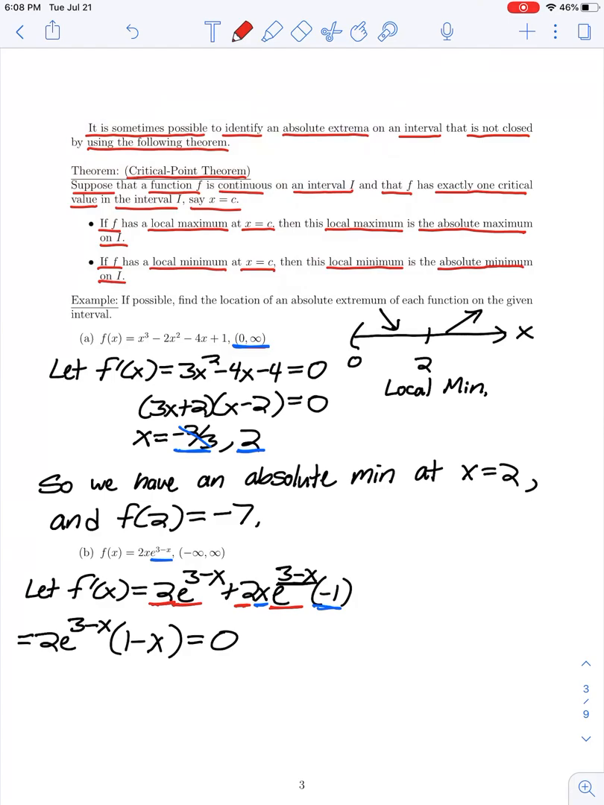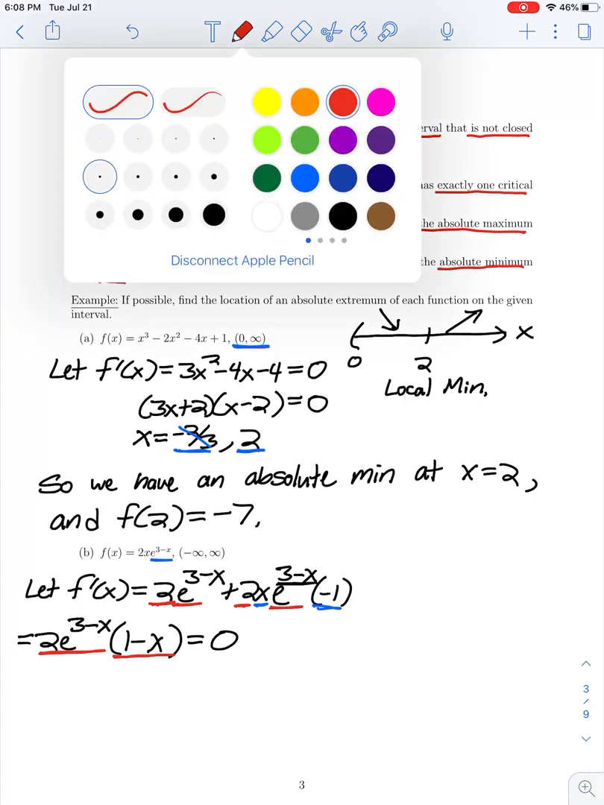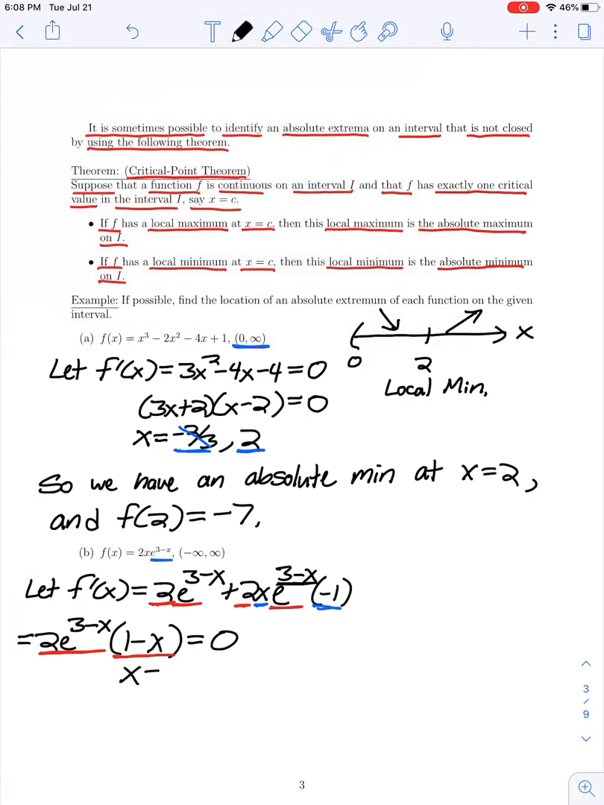Now I know that the exponential function is always positive valued. It can never be equal to 0. So the only option I have is for 1 minus x to be 0, or for x to equal 1. So let's consider whether we have a local maximum or minimum at this single critical value. The critical point theorem says, if it's a local extremum and that's the only critical value on our interval, it would have to be an absolute extremum.